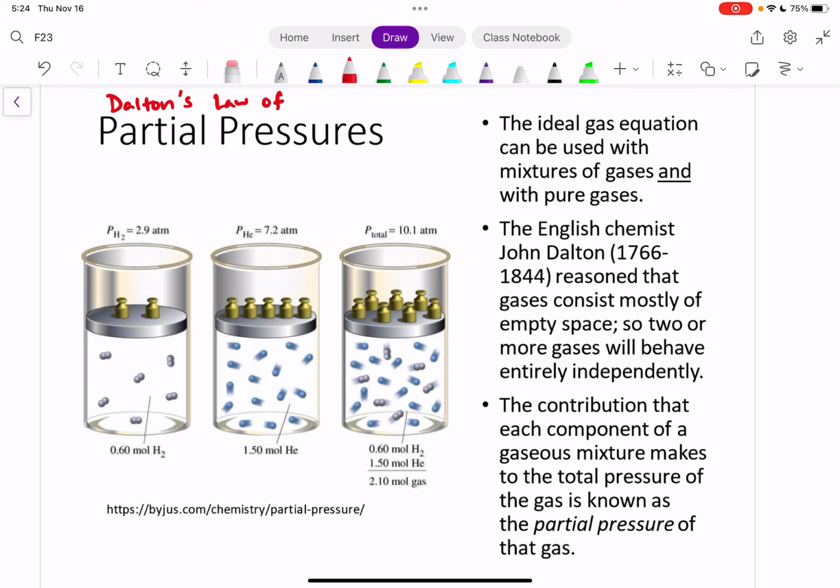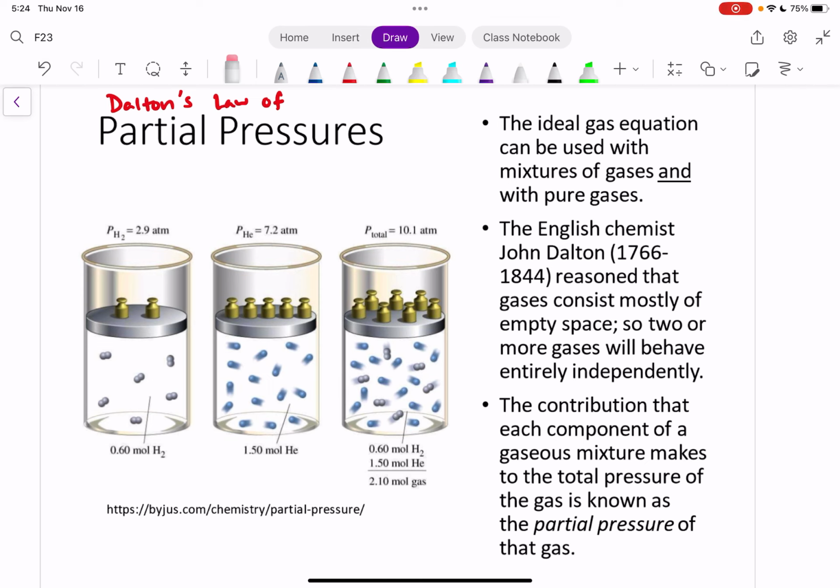But what John Dalton reasoned was that gases usually consist of mostly empty space, right? Anytime you're looking at these gas samples, the particles are so far apart from each other, like we talked about in a previous video, that they're mostly roaming around in empty space. So he said that these gases, even if there's a mixture of gases in a container, are mostly going to behave independently because they're coming in contact so infrequently with each other. They're mostly surrounded by empty space.